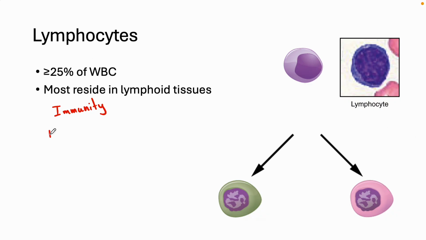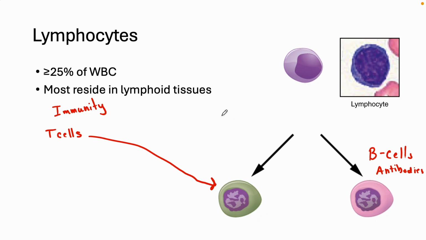Two major types, so we have T cells. The T cells act directly against virus-infected cells and tumor cells, and they're a key player in cell-mediated immunity. The other type are B cells or B lymphocytes. These are the ones that are going to be responsible for producing antibodies. And we'll talk more about these when we talk about the immune system.